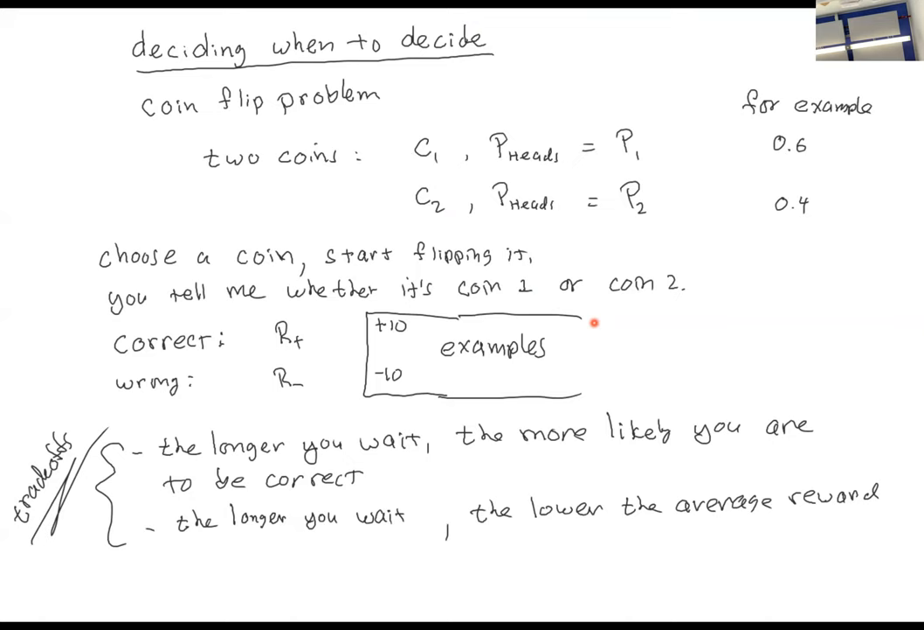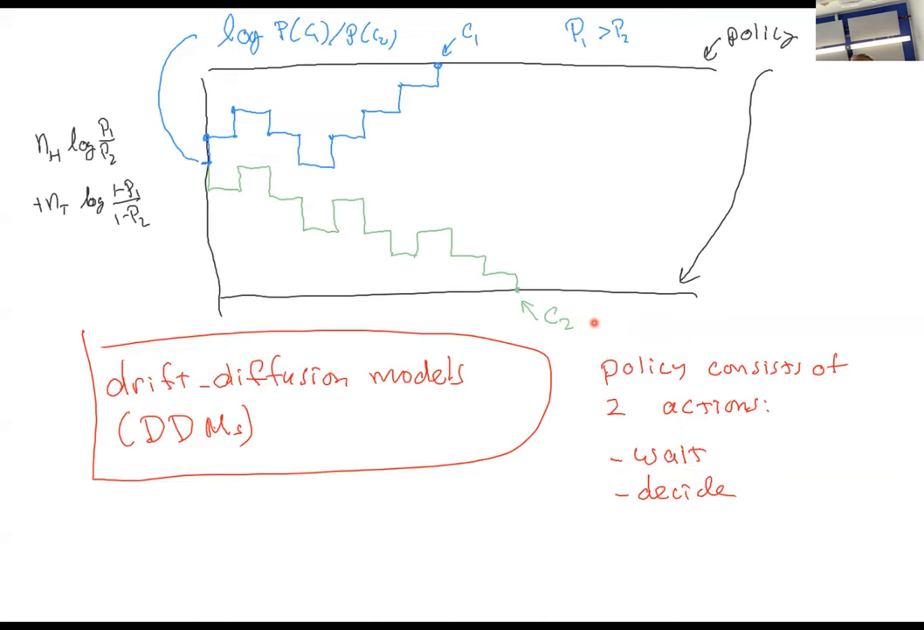The reward structure is really important, right? For instance, let's go back to our picture. If R plus equals 10 and R minus equals 1,000, if you lose 1,000 if you make a mistake, you're going to set the bounds really high, right? You're not going to make a mistake. So this is a case where high bounds.